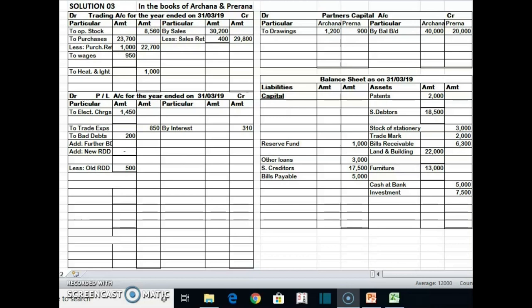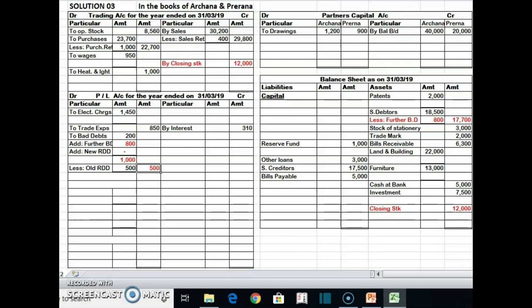Now let's give effect for adjustment. First adjustment, closing stock. So it will be recorded on trading account credit side, balance sheet asset side. A second adjustment, further bad debts, we'll deduct it from debtors on the asset side. And the second effect, profit and loss account, debit side. So when we add up the outer column, we get 500 rupees.